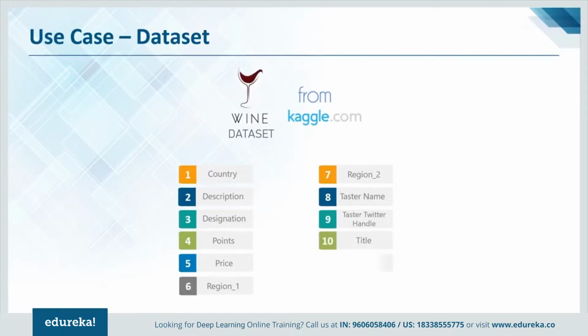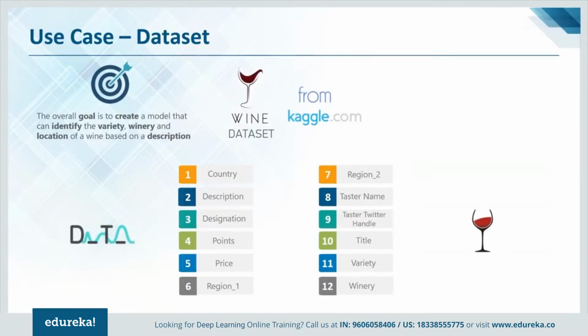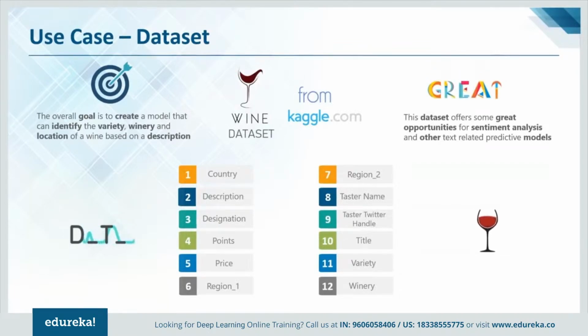Well, the title of the wine review, which often contains the vintage if you're interested in extracting that feature. Variety, the type of the grapes that is used to make the wine. Let's say for example Pinot Noir, that's a type of the grape. And finally, the winery that made the wine. Guys, the overall goal here is to actually create a model that can identify the variety, winery and the location of a wine based on the description alone. And this dataset offers some really great opportunities for sentiment analysis and other text-related predictive models as well.